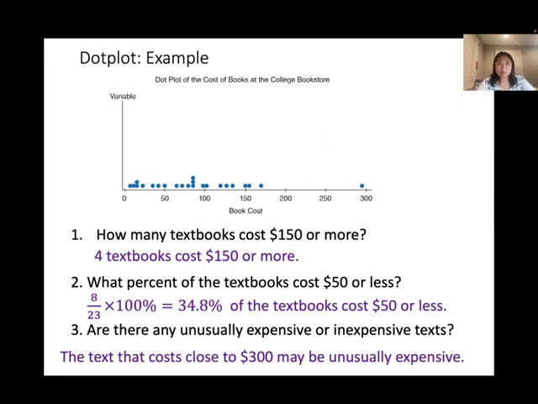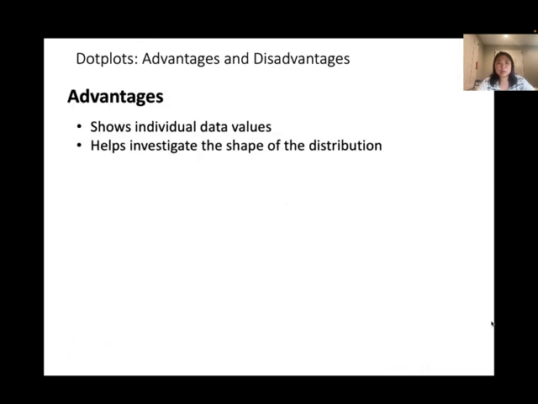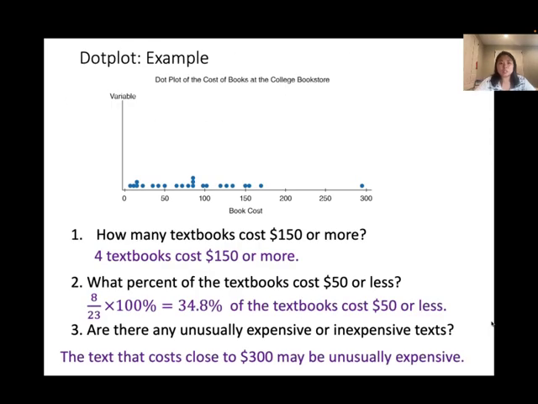So you guys know how to construct the dot plot here and use the dot plot to answer the questions. And then we're going to talk about the advantages and disadvantages. Advantages: show individual data values and helps investigate the shape of the distribution. So here, for this example, we can't really tell the distribution.